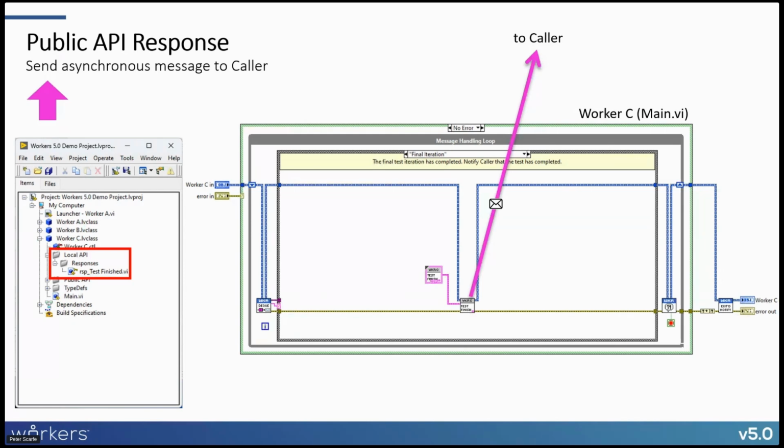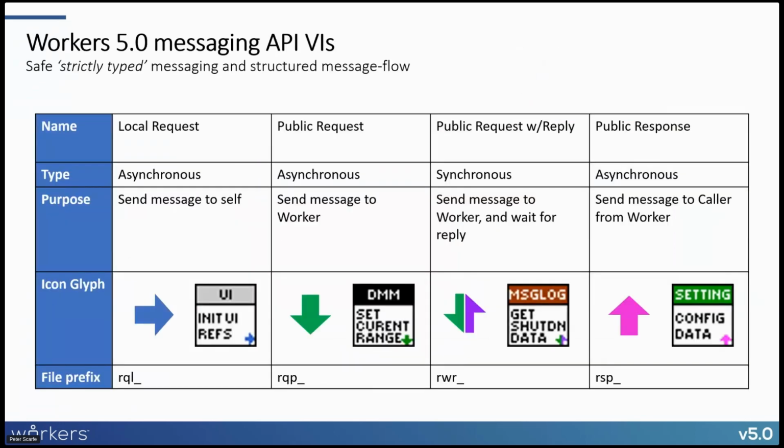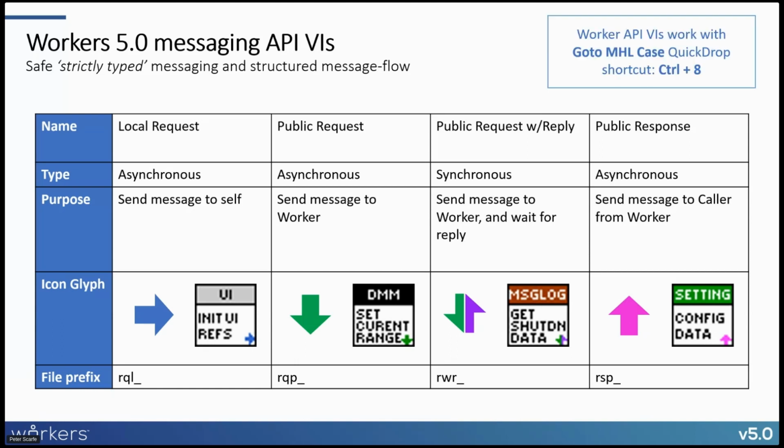So that's an introduction to the local and public APIs that you can now create for your workers in Workers 5. And just like in Workers 4 with case label VIs, you can use the Control-8 quick drop shortcut with all the new API VIs to jump directly to their corresponding message handling loop case to help you trace the flow of your messages around your applications while you are developing.